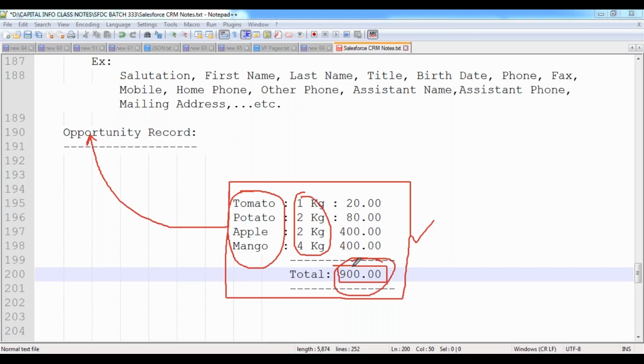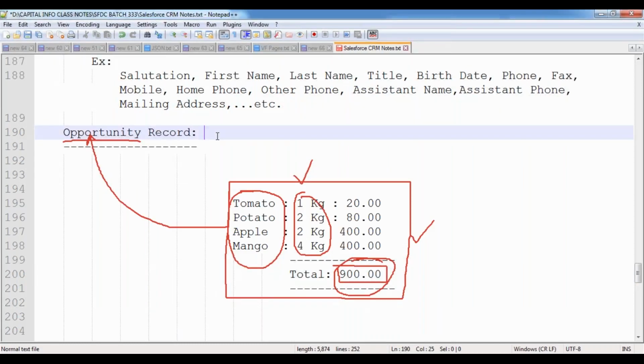So opportunity is always dealing with money. It is always dealing with money. That means how much money we have generated, how much revenue we have generated from this customer, how much business we did with the customer, that will be indicated by the opportunity. So generally in the real world, we call it a bill. But when coming to the CRM, we call it an opportunity.